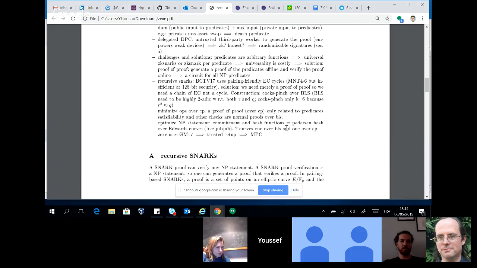So they want to optimize the NP statement. We have been talking about those zero knowledge proofs to prove that a serial number belongs to some old coin, and the opening to some commitment of new coins, and the same for records. But those commitments are hash functions. And if you want a circuit that does hashing, you will end up with a huge circuit. So you want to optimize those circuits. You want to optimize those NP statements you want to prove.